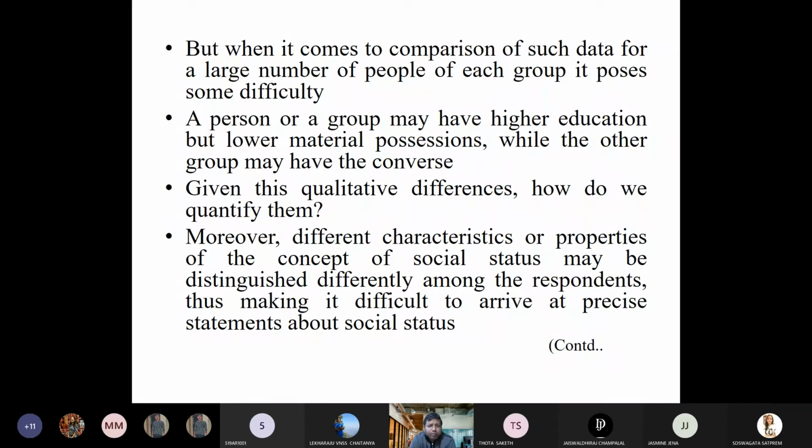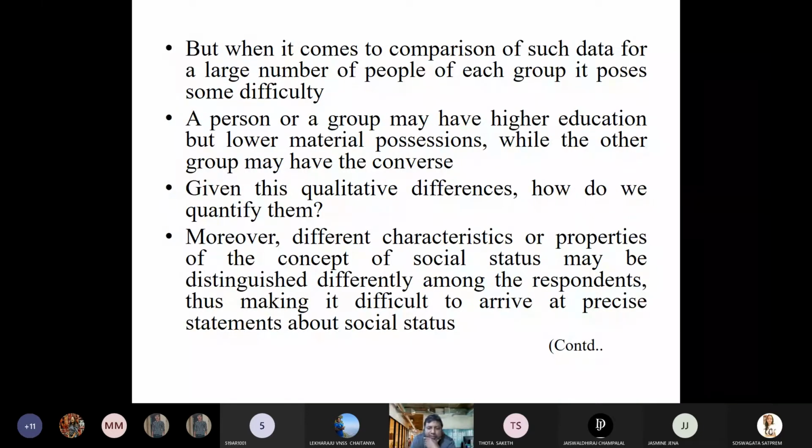So given these qualitative differences, how do you quantify them? This is the main concern in scaling. Why do we take scaling? Because here, what is happening? These are qualitative differences. Somebody is educationally rich, somebody is economically rich, but how will we distinguish his status in the society? There we cannot qualitatively make a difference, but we have to quantify them so that the status can be reflected. So, how to quantify those things.